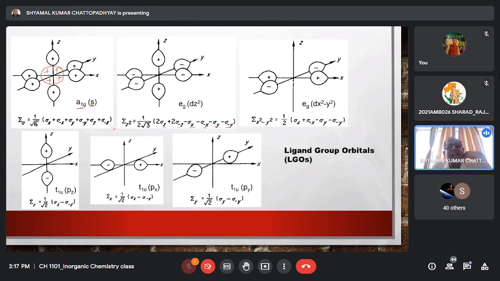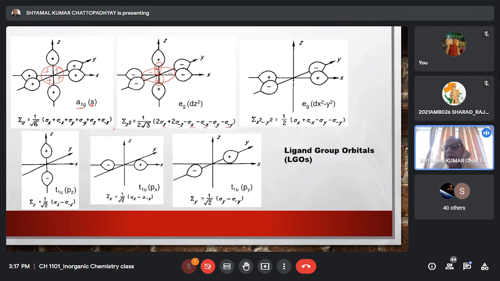So you can easily see that this ligand group orbital is very similar to the dz square orbital, because for the dz square orbital this part is positive, both in the positive and negative direction of the z axis. It is positive because it is dz square, and then we have a ring in the xy plane which is negative, and so this annular ring can easily overlap with plus x, minus x, plus y, minus y. So this orbital is suitable for overlap with the dz square orbital.